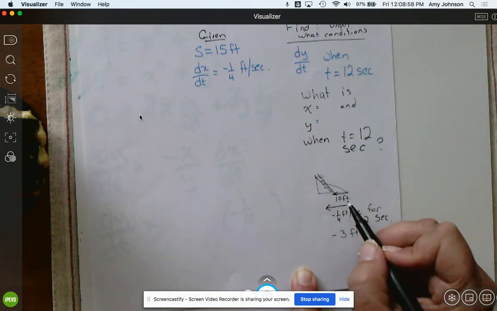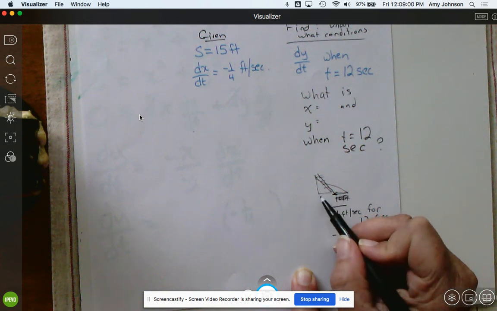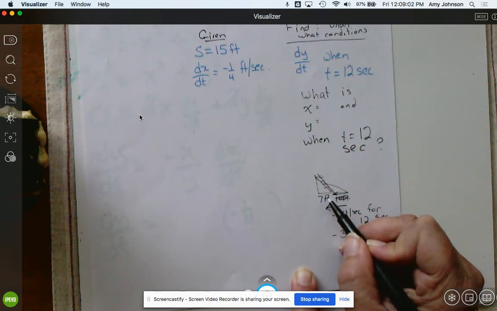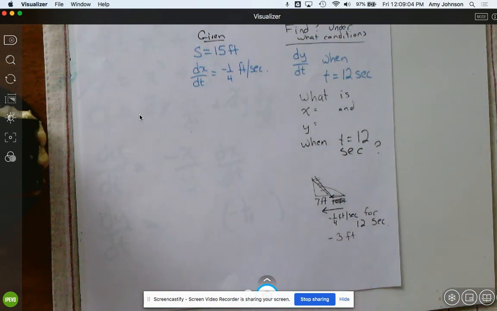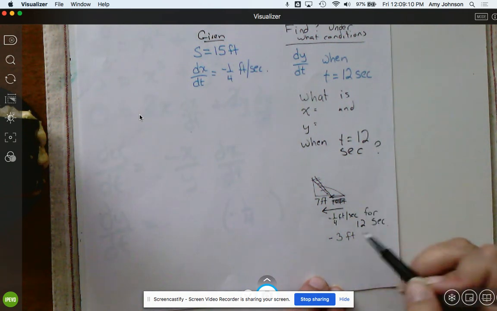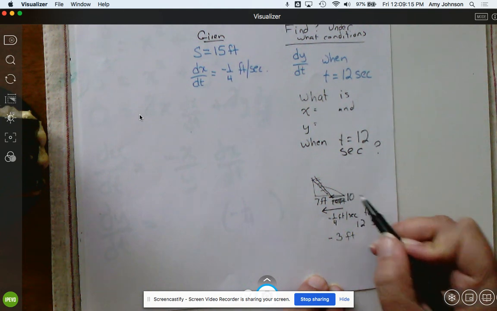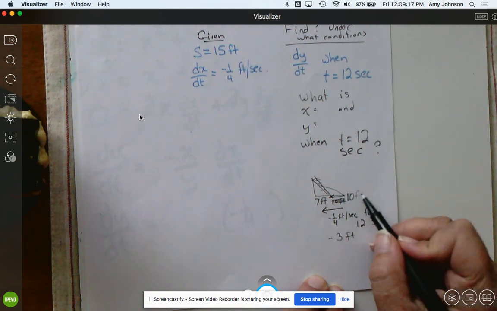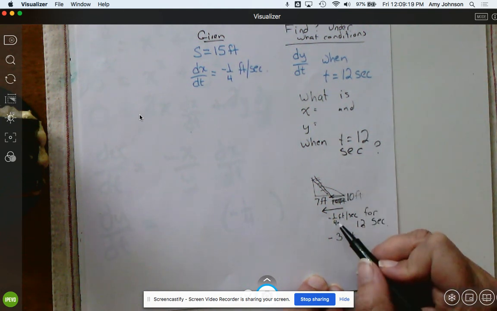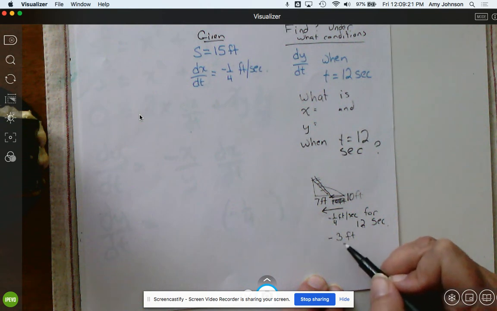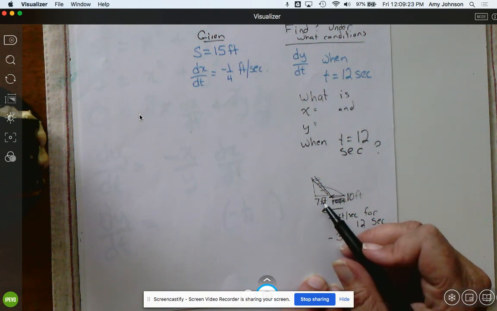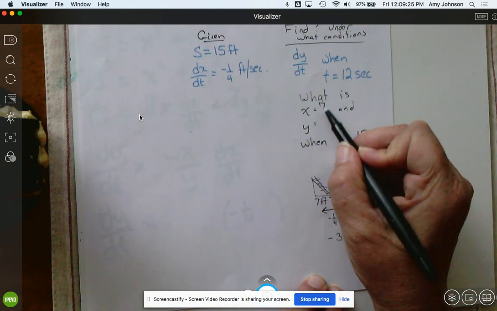So if it's moved -3 feet, that means it's now 7 feet from the wall. Okay, and if that's messing with your brain a little bit, then take a second and maybe redo that logic yourself, okay? So we went from 12 feet, we moved for 12 seconds at this rate, which means we moved -3 feet, which now means the X value is 7 feet.